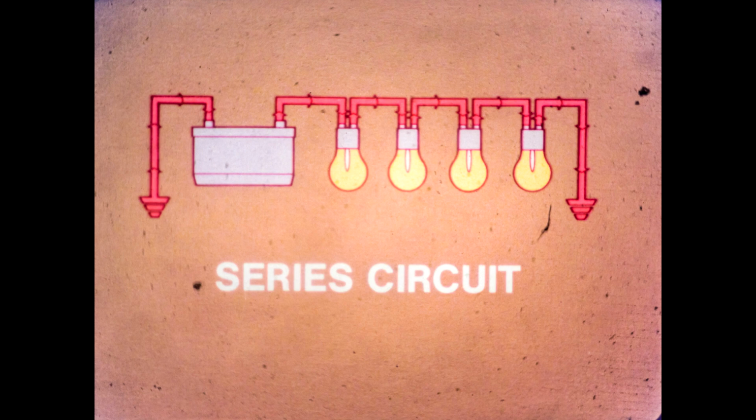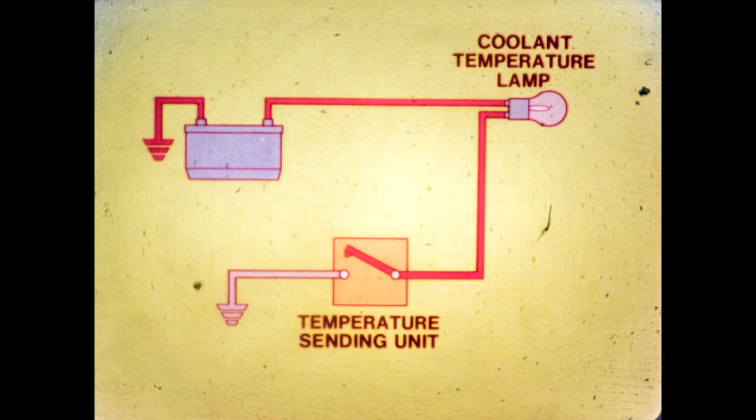This property of series circuits limits their use. We would not want all lights to go out if only one bulb were burned out or broken. But that same property is also useful, as we'll see in this example. The coolant temperature warning lamp is connected in a series circuit. Notice that voltage is available up to the temperature sending unit constantly.